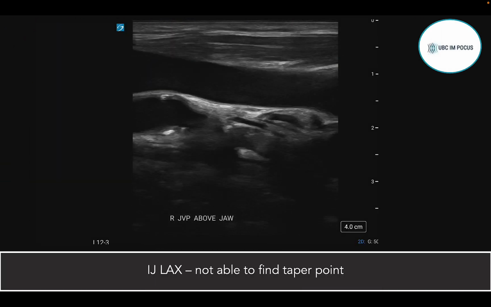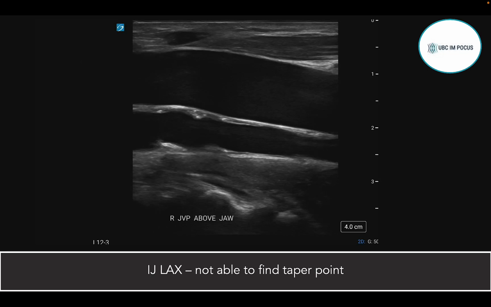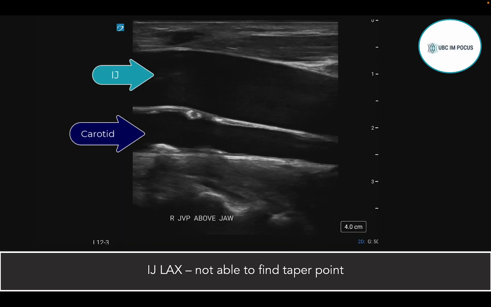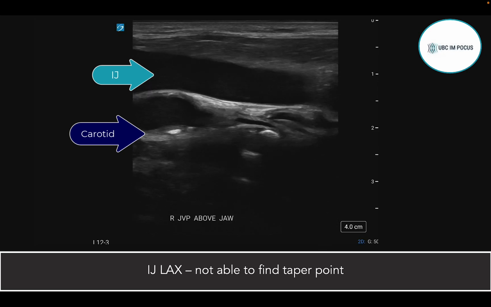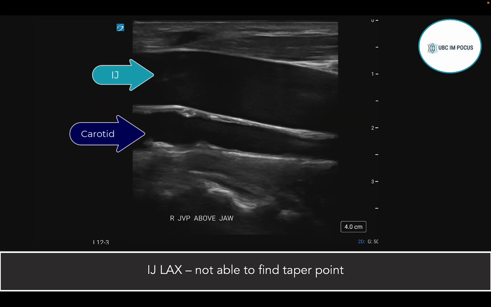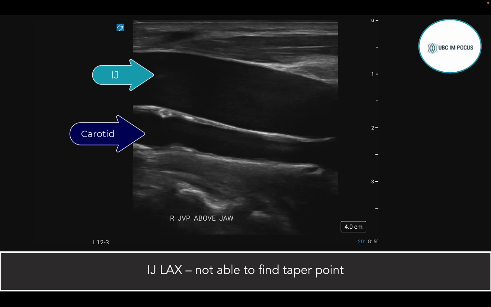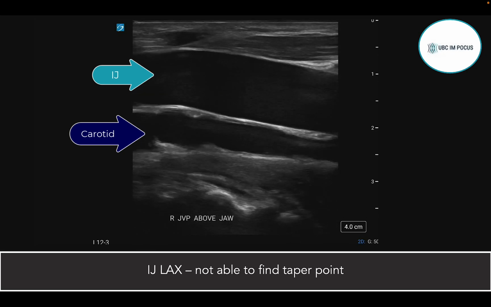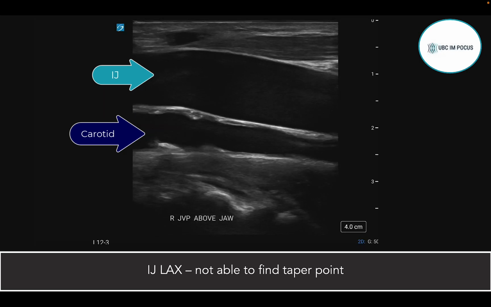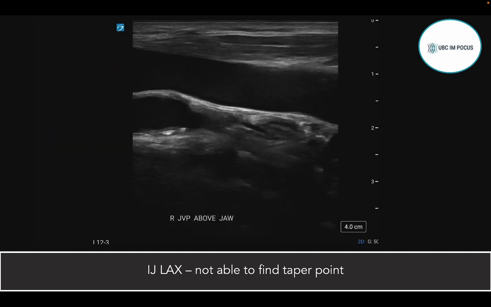Here's a long axis clip. So carotid is deep. The IJ is lying more superficial, looking very distended, right? You can imagine that this is probably going to be a big rounded IJ if we were to switch to short axis. And here we're not able to see a taper point. So we would follow this as high as we could, right up to the jaw. We would sit the patient up. And if we still can't find a taper point, we would say CVP is definitely very elevated, obviously.